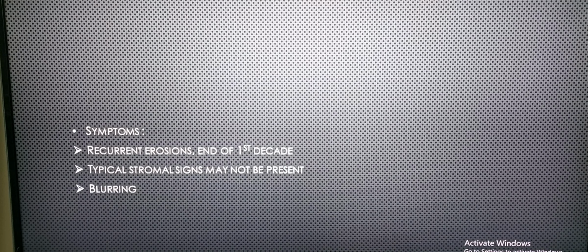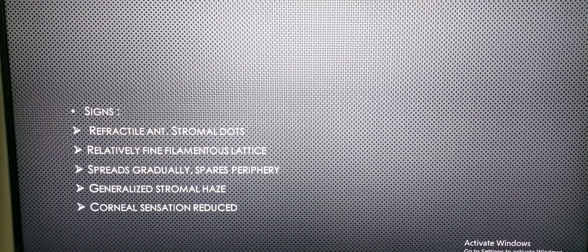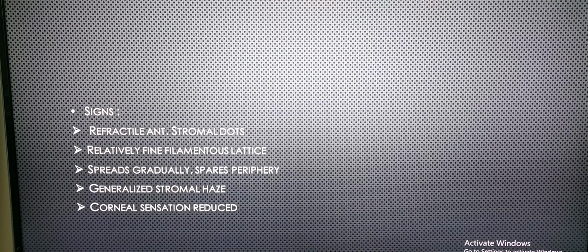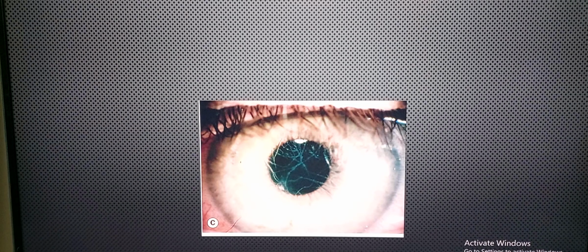Symptoms: recurrent erosions, which are usually present at the end of the first decade of life. Typical stromal signs may not be present in some cases, and there is blurring. Signs: there are refractile anterior stromal dots and relatively fine filamentous lattice lines. They spread gradually, but spare the periphery. In advanced cases, there is generalized stromal haze and corneal sensation is reduced. This picture shows a fine network of lattice in the central cornea.